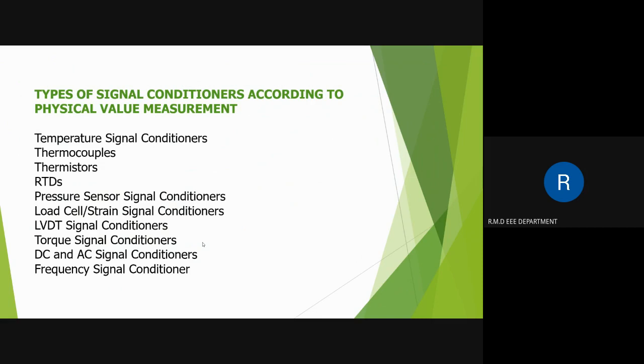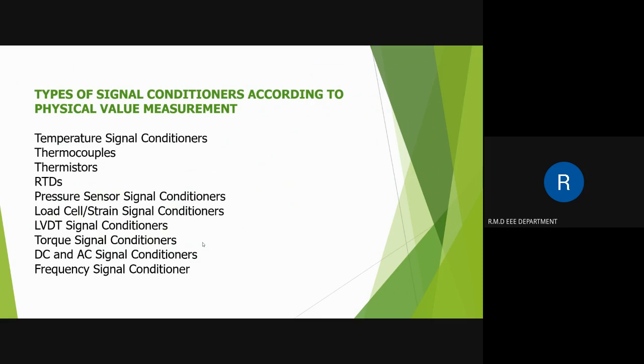And then load or strain signal conditioner. The load cells or strain gauge measures the force on a device. It can be either a tension or compression. So the load cell along with strain gauge requires an excitation voltage range of 2.5 to 10 volts, and this is achieved using a signal conditioner. An LVDT signal conditioner, linear variable differential transformer, measures the position of the object, and then the signal is sent by the signal conditioner.